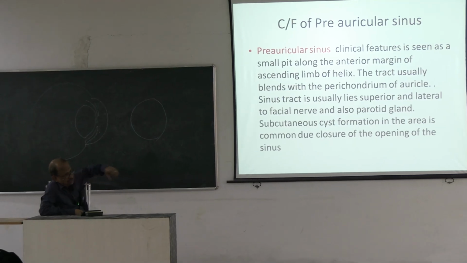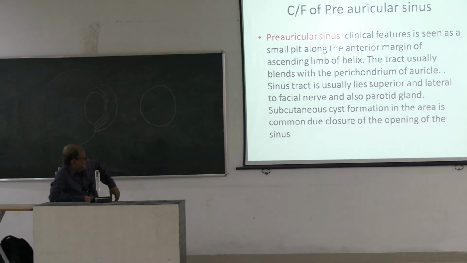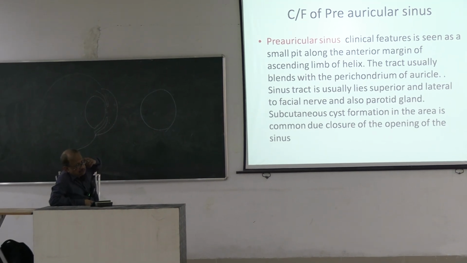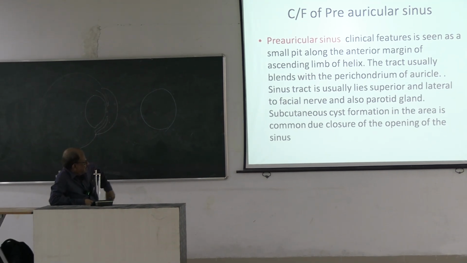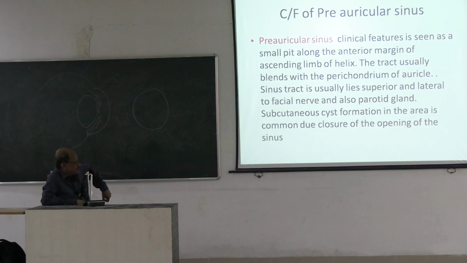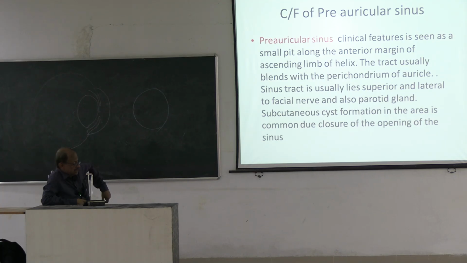Now clinical features. Periauricular sinus is seen as a small pit in front of the crus helix, margin of the ascending limb of the helix. The tract usually blends with the perichondrium of the pinna. Sometimes it penetrates the pinna and goes behind the pinna. There are different varieties of periauricular sinus, uncommon sites. I will discuss later.